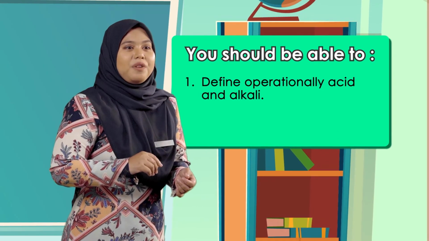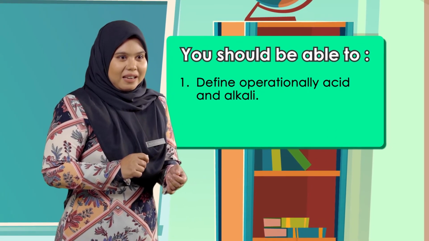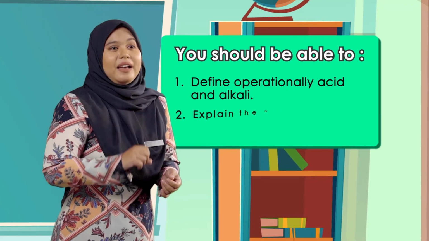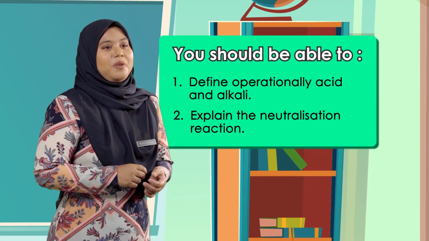Here are some exercises to see whether you understand about neutralization. Match column A, acid, to column B, alkali, to explain the neutralization process. Well, boys and girls, looks like we have come to the end of our lesson. You are now able to first, define operationally acid and alkali. Second, explain the neutralization reaction.